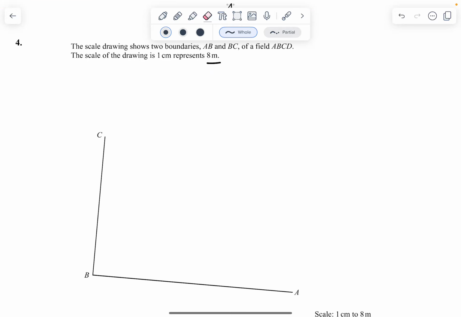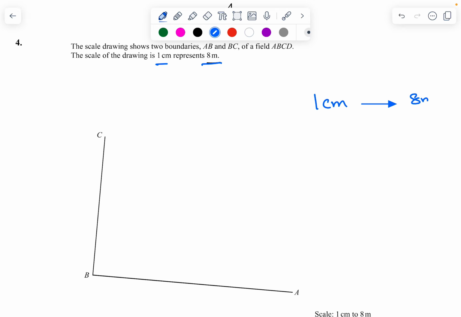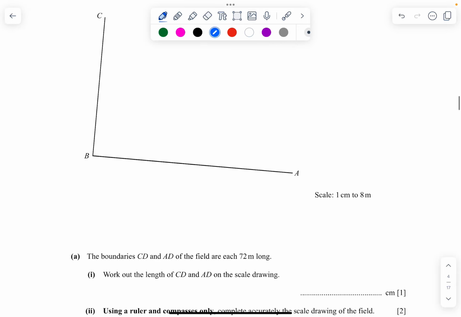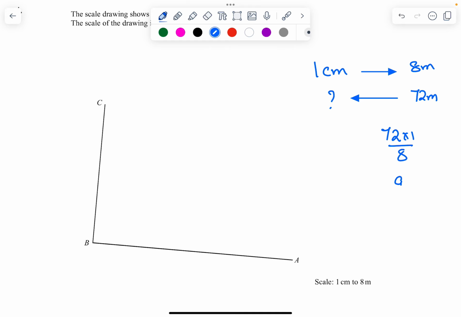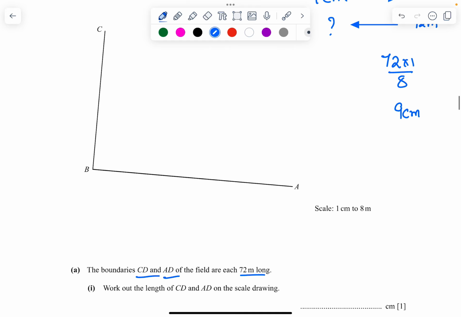Question number 4. A scale drawing shows two boundaries AB and BC of a field ABCD. The scale of the drawing is 1 centimeter is represented by 8 meters. Now the boundaries CD and AD are 72 meters long. So what's going to be the length? It's going to be 72 times 1 divided by 8, which is 9 centimeters. So answer is 9 centimeters.